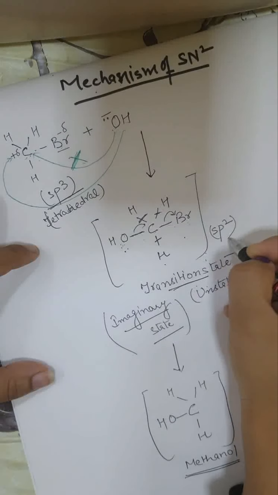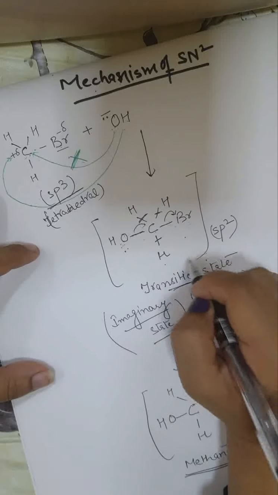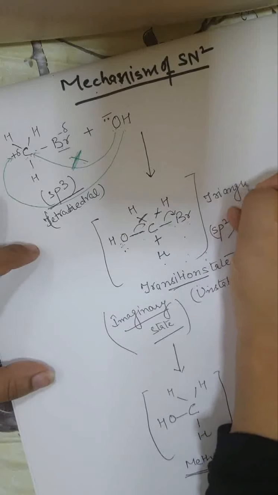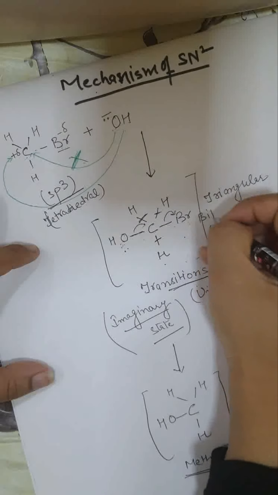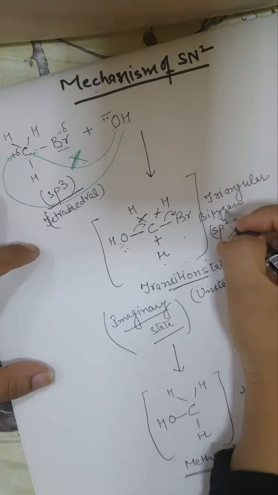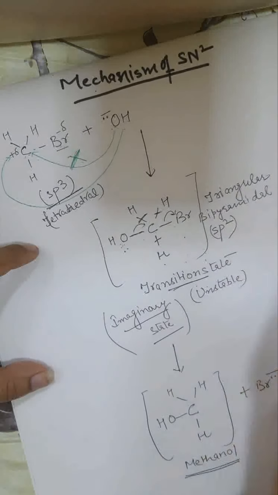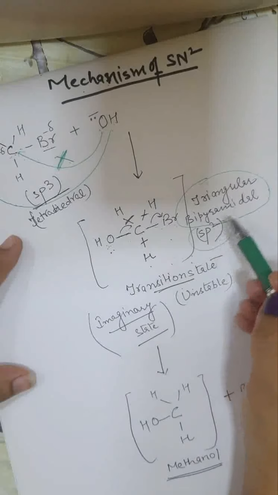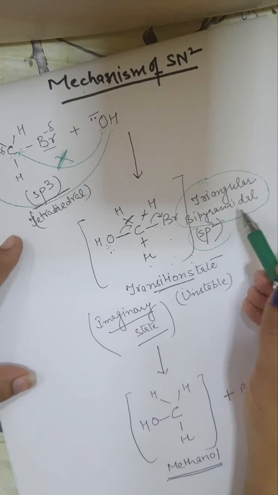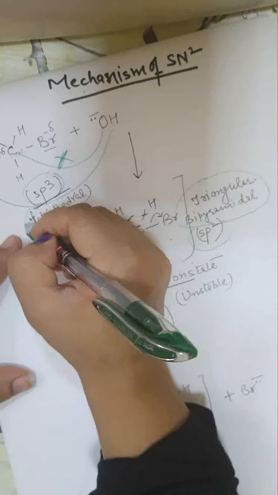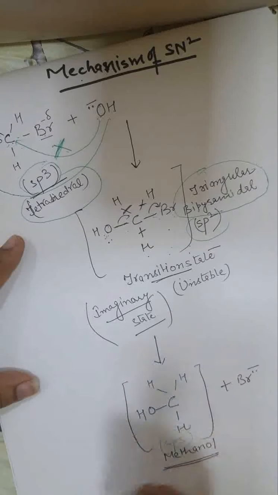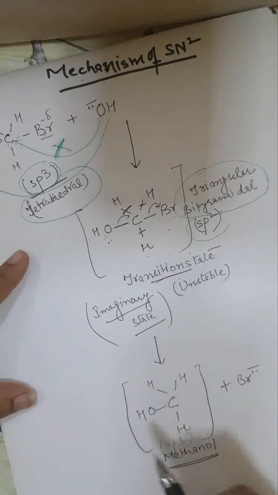So here the hybridization is sp2, but the geometry is triangular bipyramidal because of the pentavalent condition. Hybridization is sp2, but the shape, the geometry, is triangular bipyramidal. In the product, the hybridization is sp3 and the geometry is tetrahedral, again sp3 hybridization.